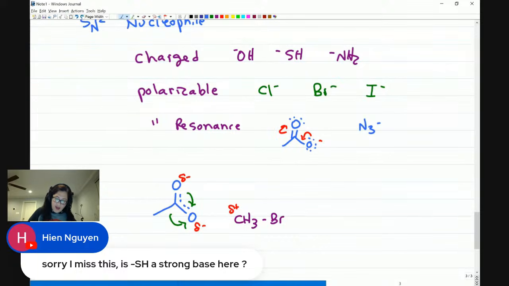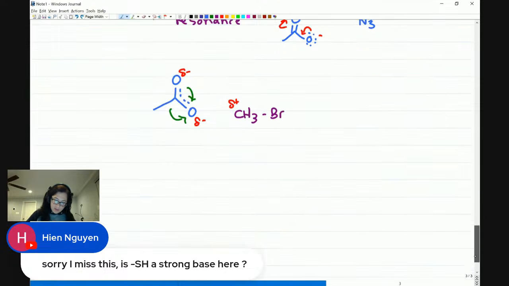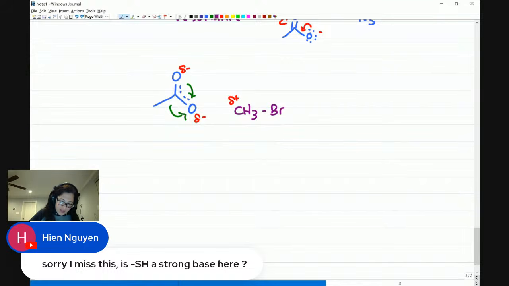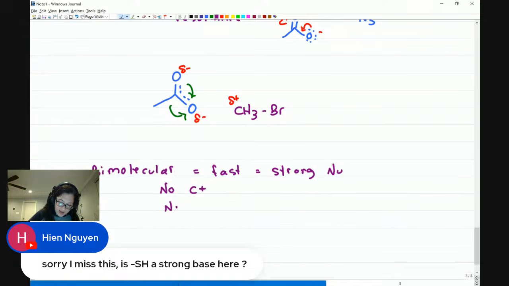All right, so we have our strong molecules. You're looking out for the negative charge. You're looking out for resonance. You're looking out for the ability to polarize. And we already talked about the fact that there will be absolutely no carbocation. So let me just give you a quick overview of what you're looking at. It's a bimolecular reaction. That means we are looking for, well, first of all, it is fast. That means we have a strong nucleophile that will do the attack quickly. It's not going to hang around. Absolutely no carbocation and no tertiary leaving group. Carbocation would be too slow. Tertiary leaving group would be too hindered.